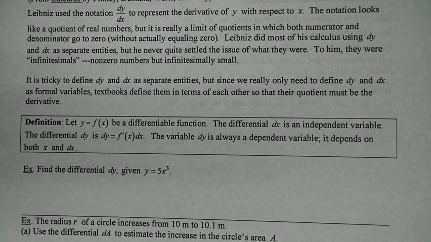Back in the day, Leibniz used the notation dy dx, the one that we used, to represent the derivative of y with respect to x. The notation looks like a quotient of real numbers, but it is really a limit of quotients in which both the numerator and the denominator go to 0 without actually equaling 0. Leibniz did most of his calculus using dy and dx as separate entities, but he never quite settled the issue of what they were. To him, they were infinitesimals, non-zero numbers that are infinitesimally small.